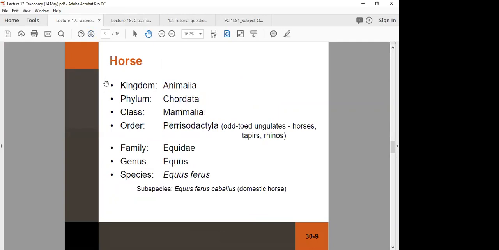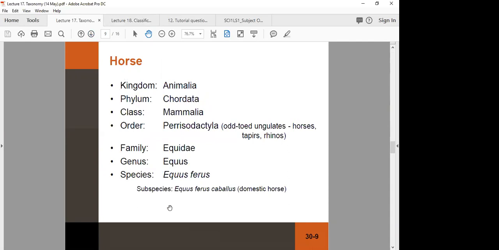And an example for the students that are studying animals. The horse belongs to kingdom Animalia. Within kingdom Animalia, there are at least 30 different phyla. The horse belongs to this phylum, Chordata, class Mammalia, order Perissodactyla, which includes horses, tapirs, and rhinos, family Equidae, genus Equus, species Equus ferus, subspecies Equus ferus caballus, which is the domestic horse.